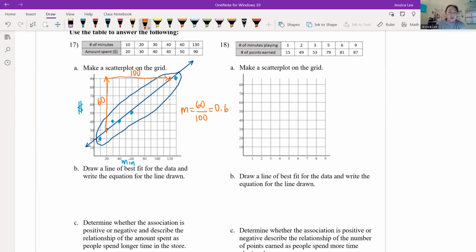Then again, I'm not using the y-intercept, so I'm going to be using a point. I'm going to use the bottom point right here. You can use the top one. It doesn't really matter. I'm just going to stick with smaller numbers.